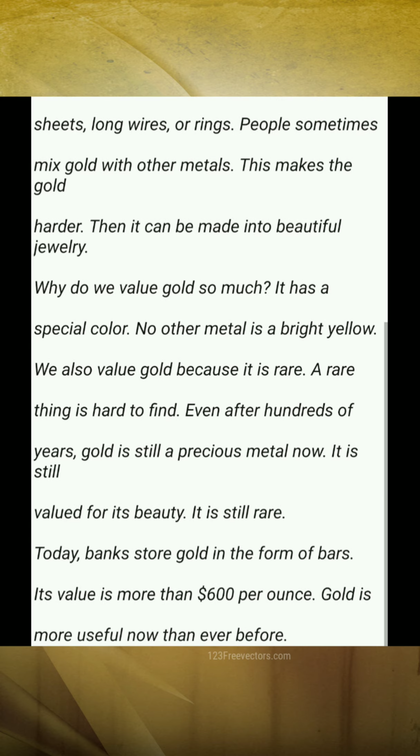Why do we value gold so much? It has a special color. No other metal is a bright yellow. We also value gold because it is rare. A rare thing is hard to find.